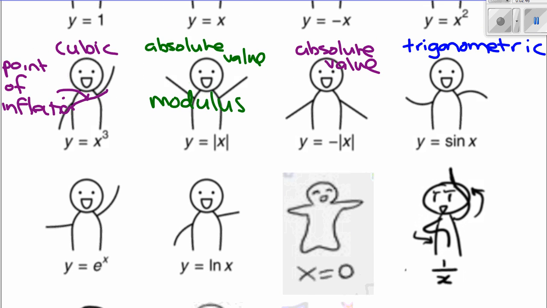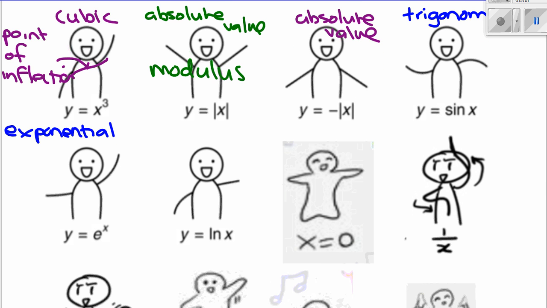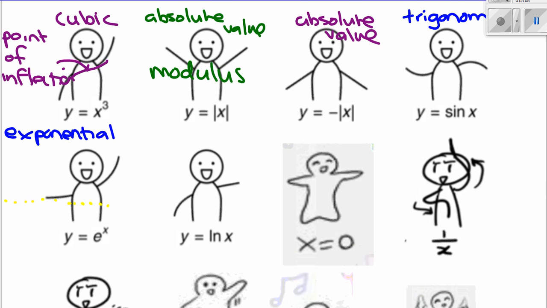Yeah, that's an exponential. So this one's just an exponential. Exponentials have horizontal or vertical asymptotes. If you're not sure, have a little guess. It's horizontal. Good guess. So exponentials have horizontal asymptotes.